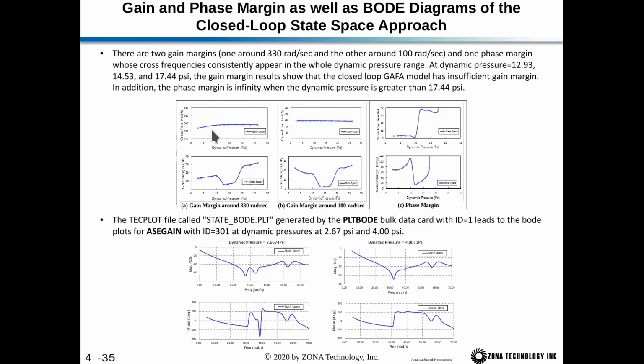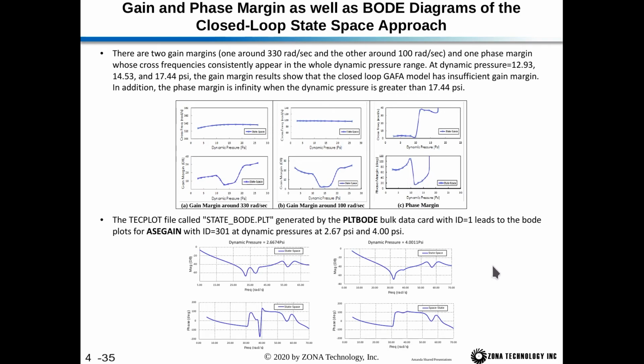So for this particular cross frequency, these are our gain margins. These 3 right here are about 5 or 6 dB. For this particular cross frequency, these are our gain margins. So once again, these are very small gain margins. And then in our phase margin analysis for this cross frequency, you can see that at these 3 dynamic pressures, we have a very small phase margin.